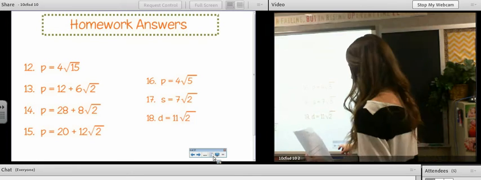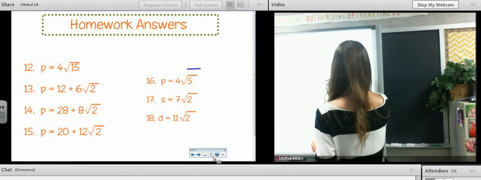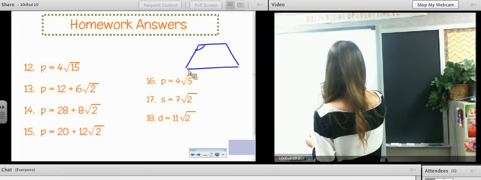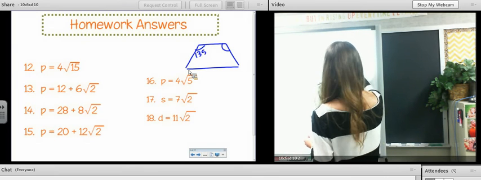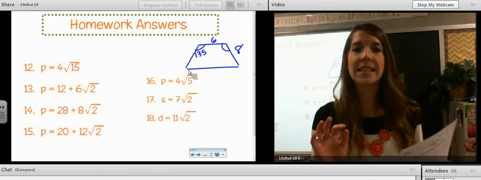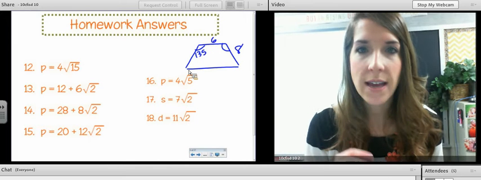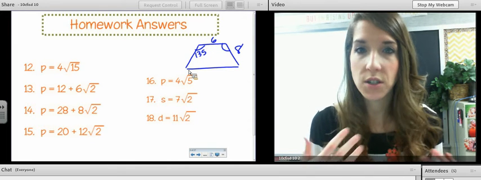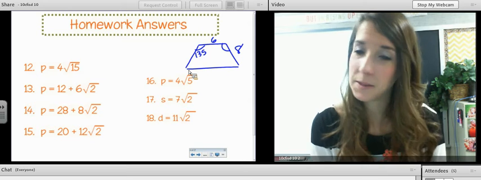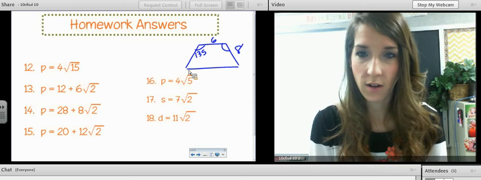Number 14. Okay. This entire unit is called the right triangle unit. You cannot do anything unless you have a right triangle. So the problem is we've got a trapezoid. We don't have a right triangle.